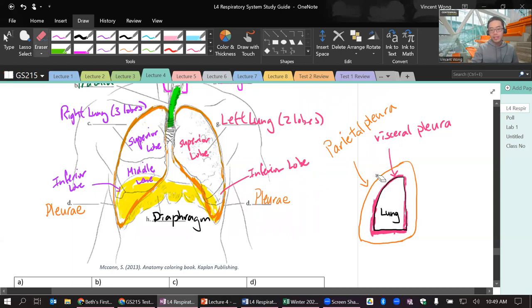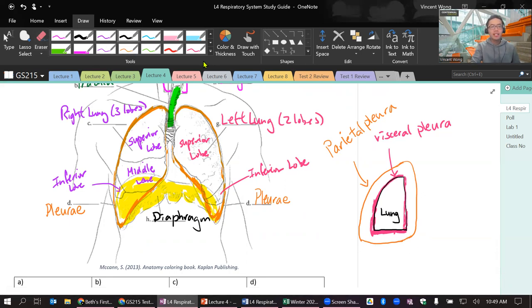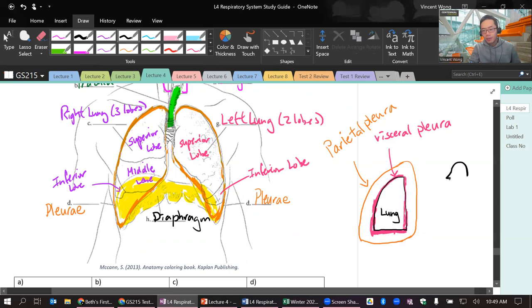Now, the parietal pleura is either going to be touching the inside of your chest wall, or it's going to be touching the diaphragm. Okay. Do you know what I mean when I say the inside of the chest wall? Like you know, if you think of the person, right? Person. Okay. That's going to be the parietal pleura, touching the inside of the chest wall. And at the bottom, it will be touching the diaphragm, like that. Okay, I'll explain more in a second.